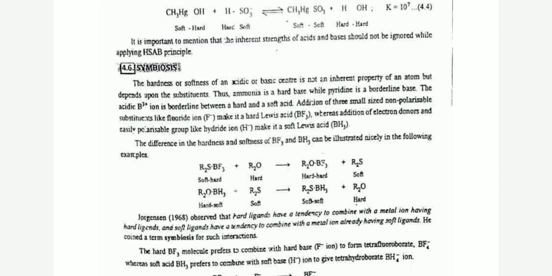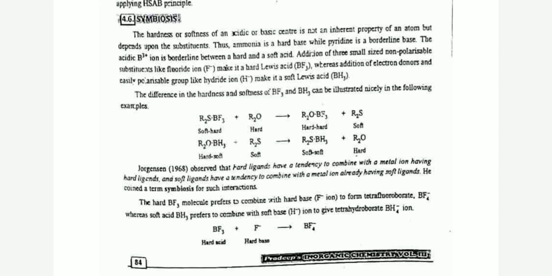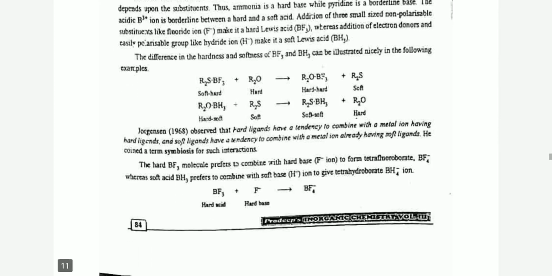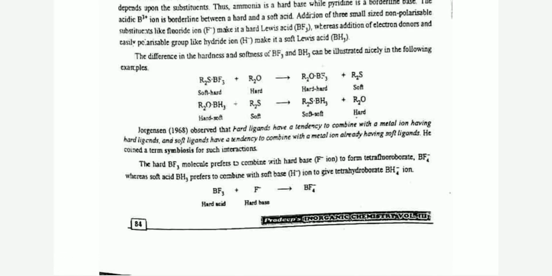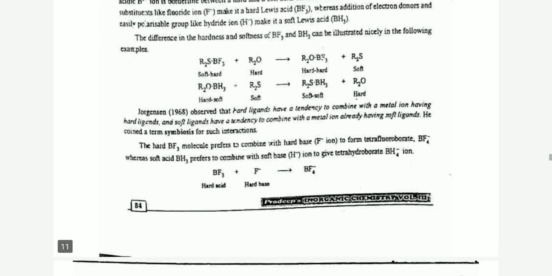The acidic B3 positive ion is borderline between a hard and a soft acid. Addition of three small-sized, non-polarizable substituents like fluoride ion F negative makes it a hard Lewis acid BF3, whereas addition of electron donors and easily polarizable groups like hydride ion H negative makes a soft Lewis acid BH3. The difference in the hardness and softness of BF3 and BH3 can be illustrated nicely in the following examples.